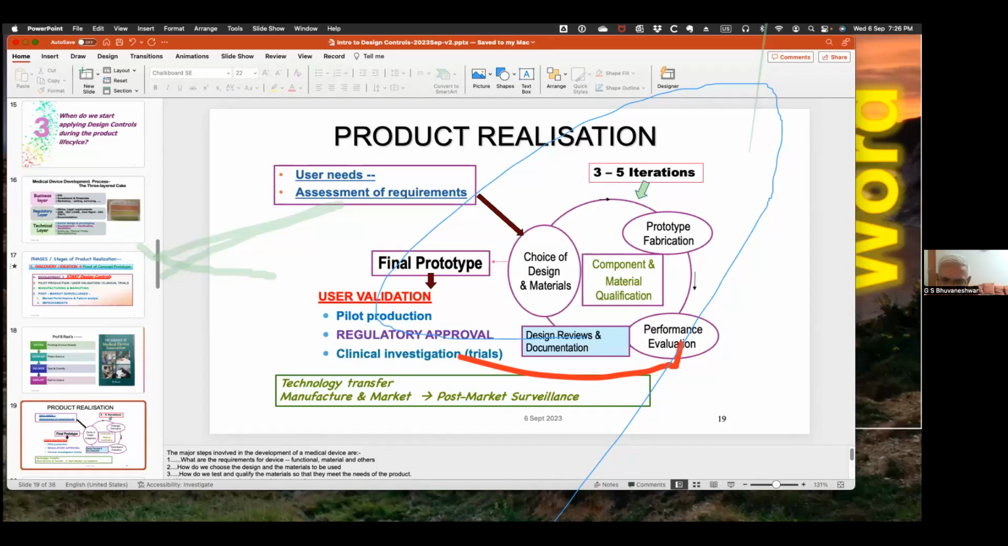UL has a lab in Bangalore. I think one of the other notified bodies also has a lab in Bangalore and probably Bombay also. For biocompatibility testing, I think 2-3 labs are there in Bangalore, 1 or 2 in Chennai that I'm aware of. There was 1 in Surat and Hyderabad, but whether they are still alive, I'm not sure.